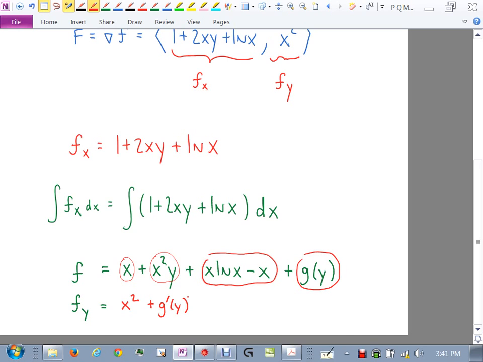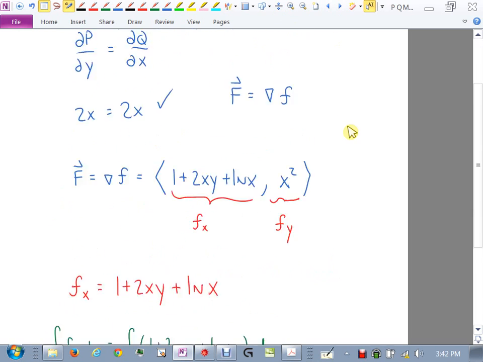I'll do it over here. I'm out of room. Can I go to the next page? I have partial f with respect to y is equal to, we said, x squared plus G prime of y, or you could put G sub y, right? That's the same thing. That's like the derivative of G with respect to y. Now that is what the derivative of little f is with respect to y. But don't we already know what that's supposed to be?